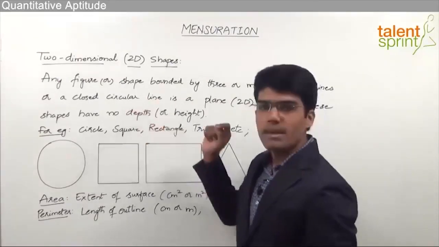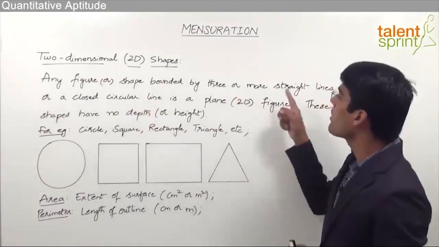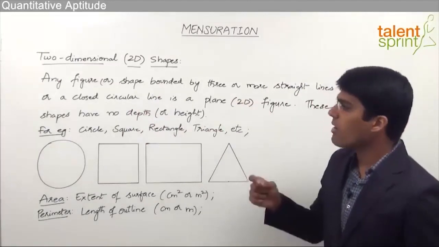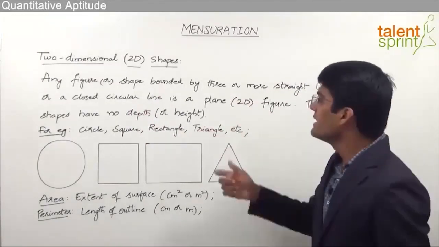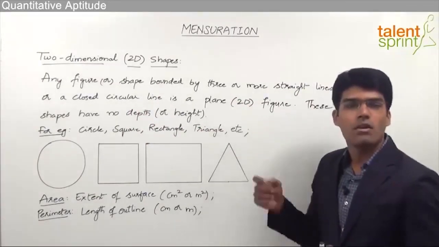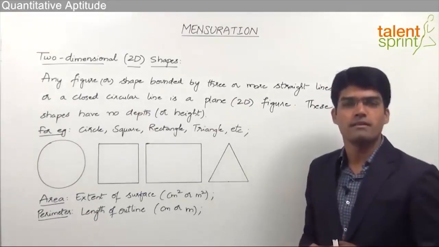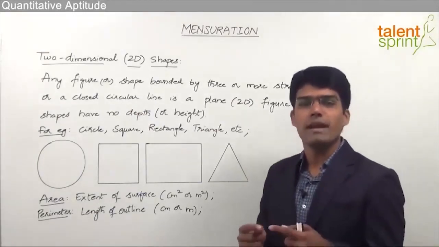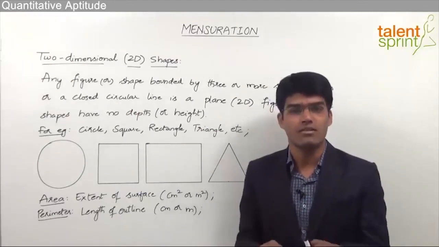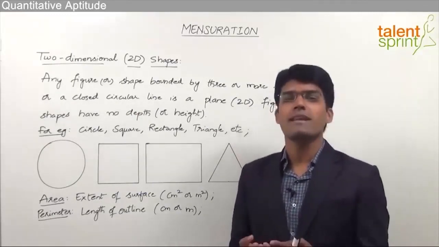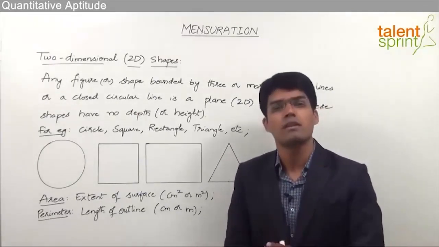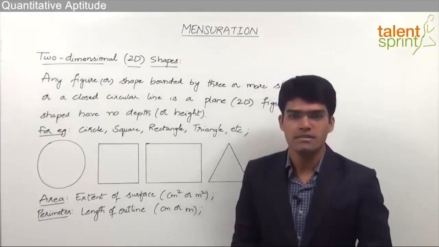Any figure or shape that is bounded by three or more straight lines or a closed circular line is a plane figure, or it's called a 2D figure, two-dimensional figure. So any shape that is bounded by three or more straight lines or three or more line segments or a circular line, a closed circular line, is called a two-dimensional shape.